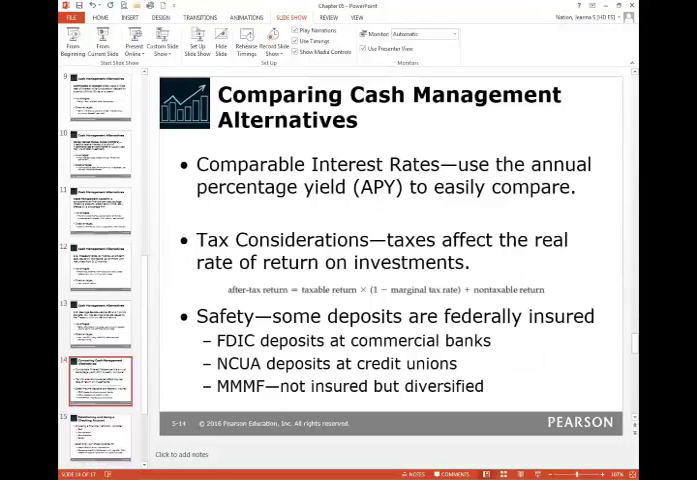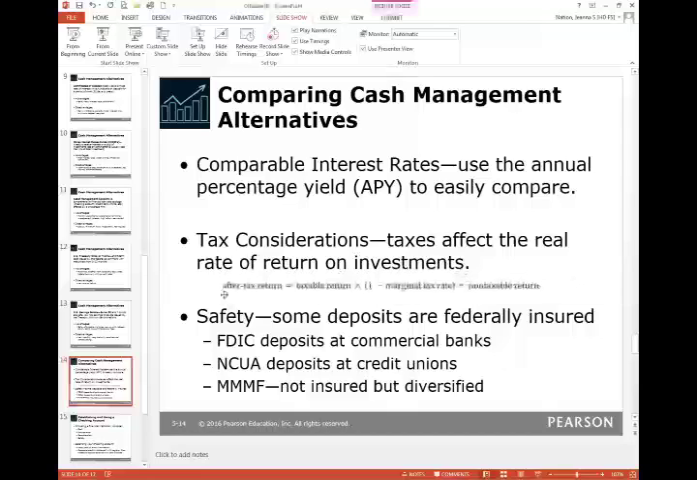So when you're comparing these, you want to look at the interest rates to see which one is going to earn you the most. You want to use the annual percentage yield, not APR, to compare. Also, you want to consider the taxes, whether or not it's tax-free or taxable. There's the formula for calculating that right here on our screen.